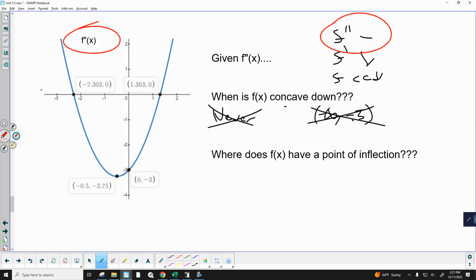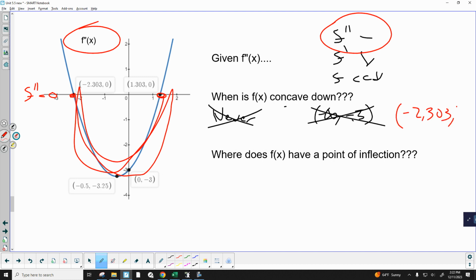Here's when f double prime equals 0. Here, here, here is when it's below the x-axis and negative. Negative 2.303 and 1.303. You get my drift.